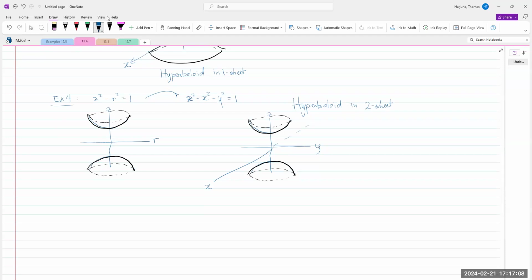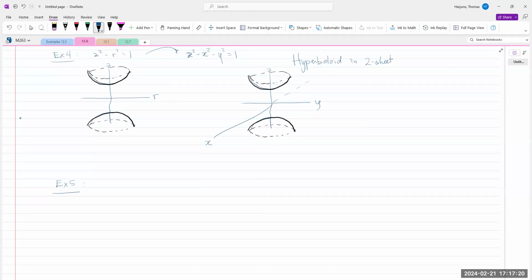Something looks like this. Example 5. It looks like, what do you call that? It's kind of hard to graph. It looks like this. It looks like this. I wonder if you can imagine this though.